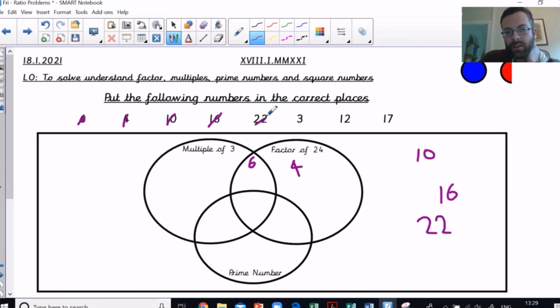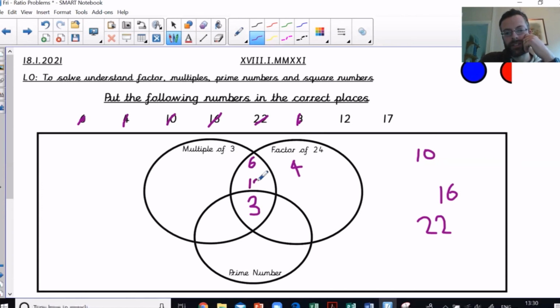Next one. 3. Is 3 a multiple of 3? Yes, it is, because it's the first one. Is it a factor of 24? Can I divide 24 by 3? Yes, I can. Is it a prime number? Can I divide it by anything else other than 3 and 1? The answer is I can't divide it by anything else, so it is a prime number. So 3 is going to go in here. Then 12 is a multiple of 3. It is a factor of 24. It's not a prime number, so 12 is going to go in here.